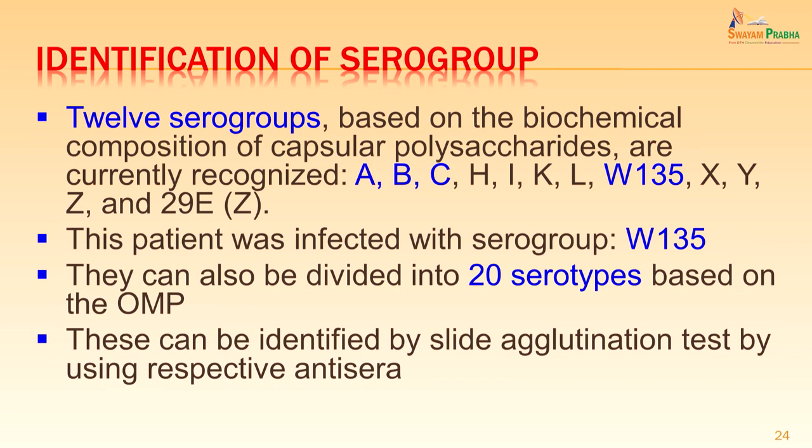It can also be further subdivided into 20 serotypes based on the outer membrane protein. These can also be identified by slide agglutination test by using respective antisera, which was not done in this patient.